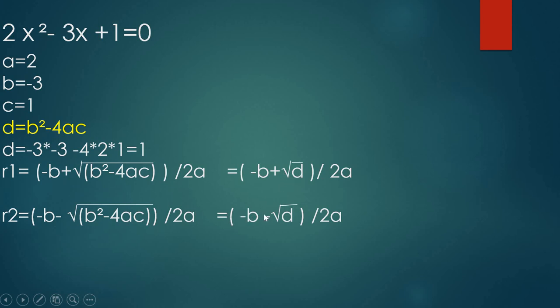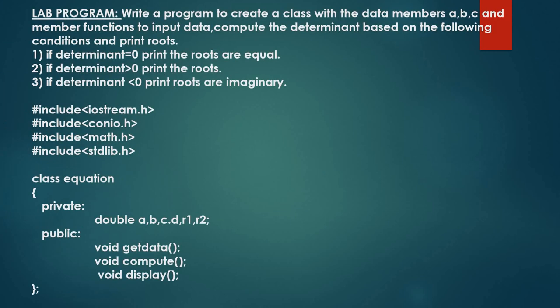R2 is equal to minus b minus root of determinant divided by 2a. Then if determinant is less than 0, print roots are imaginary. This is the program. Then what will be the input for this program? The coefficients.